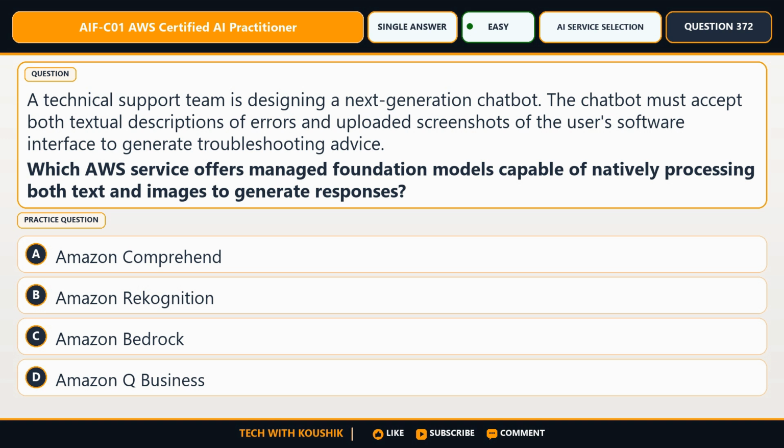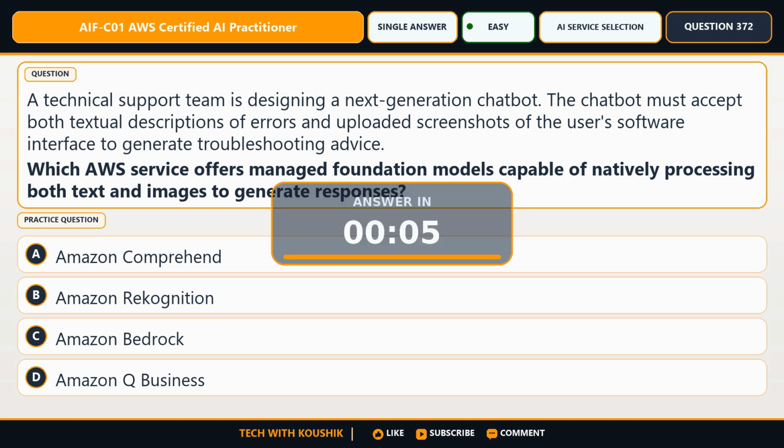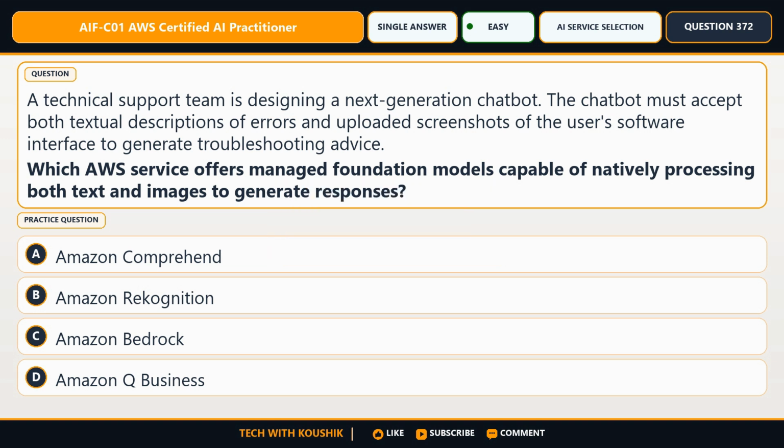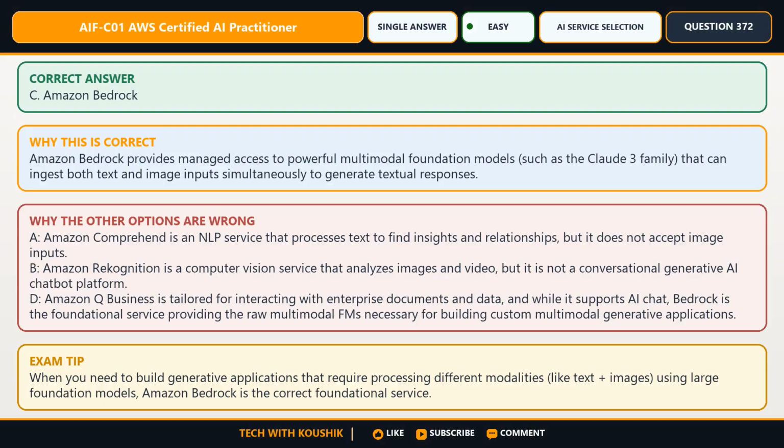Review the options. Option A. Amazon Comprehend. Option B. Amazon Rekognition. Option C. Amazon Bedrock. Option D. Amazon Q Business. The required response is C. Amazon Bedrock. The decisive reason is Amazon Bedrock provides managed access to powerful multimodal foundation models, such as the Claude 3 family, that can ingest both text and image inputs simultaneously to generate textual responses.